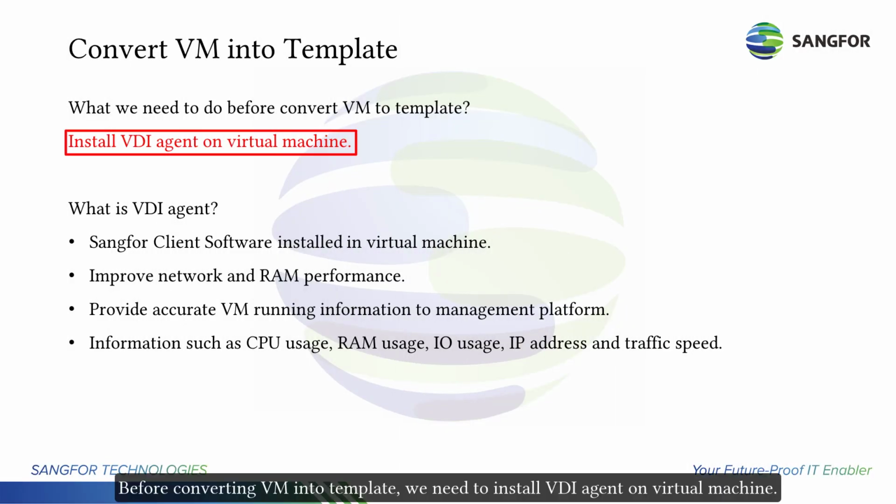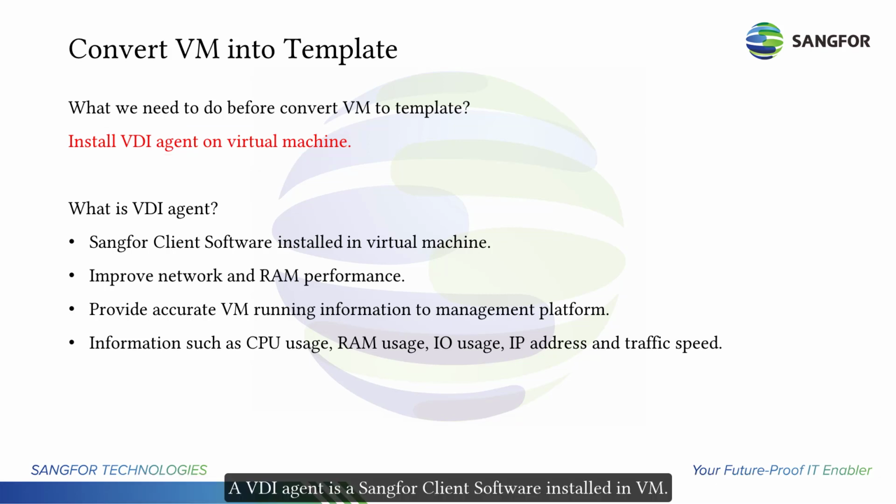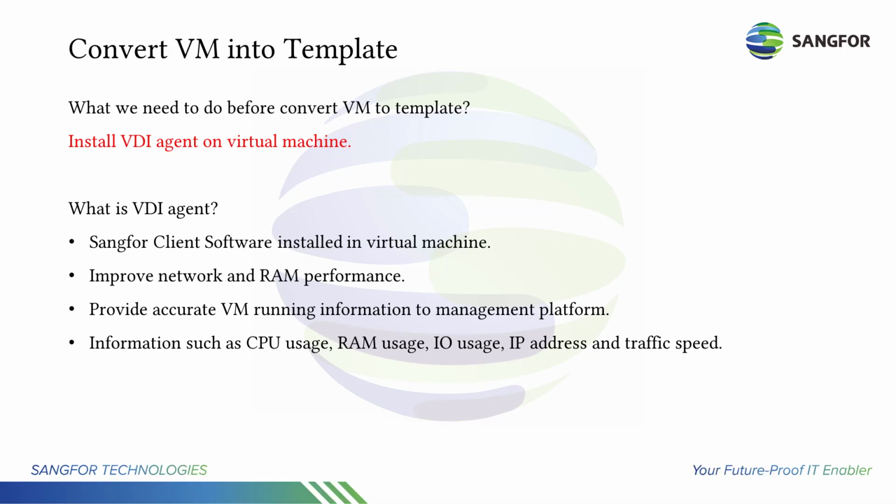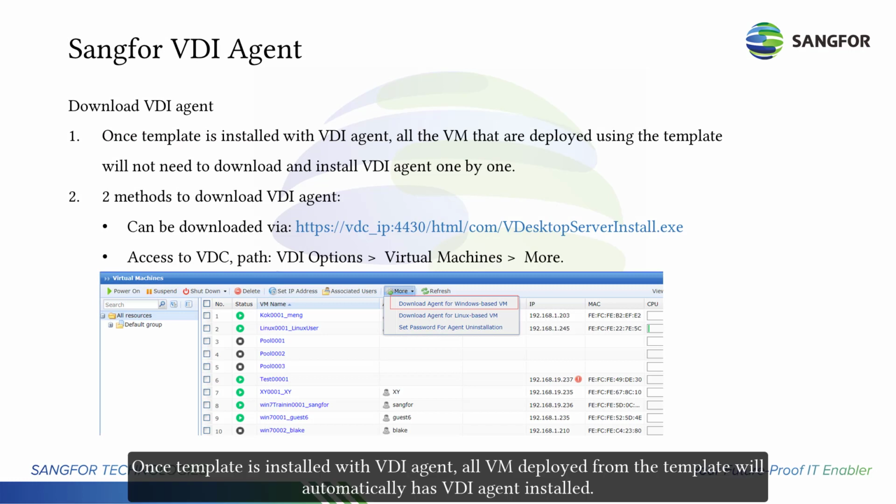Before converting a VM into a template, we need to install the VDI Agent on the virtual machine. The VDI Agent is Sangfor client software installed in the VM. It serves to improve network and RAM performance, and provide accurate information such as CPU usage to the management platform. Once the template is installed with the VDI Agent, all VMs deployed from the template will automatically have the VDI Agent installed.